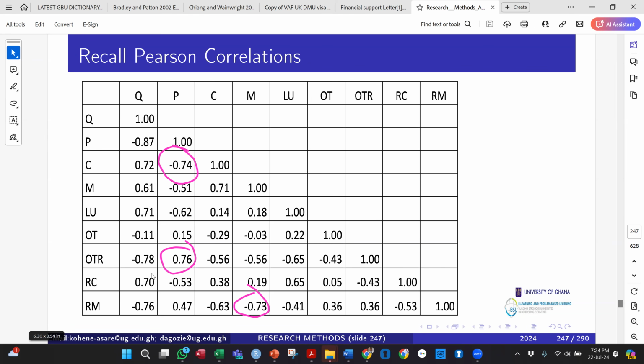If you check both of them, you can see that P is featuring. C is featuring. OTR is featuring. M is also featuring. RM is also featuring. We got to check these variables and see which one of them has a higher variance inflation factor than the other one. And the rule is simple. For our purpose, the variable with a higher VIF must go. When I say must go, in applied work, it may mean that you have to remove that variable from the system.